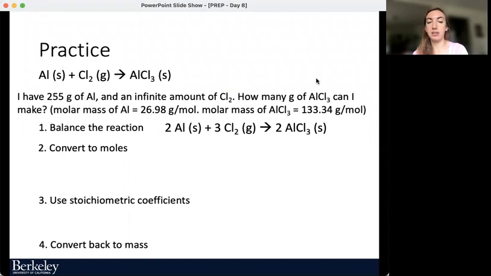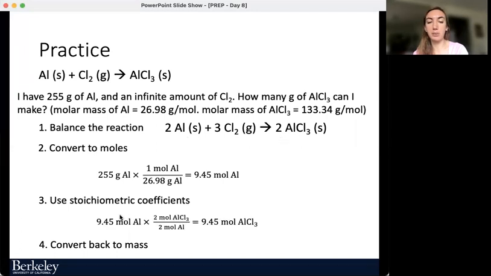So the first thing I'm going to do is convert my aluminum to moles. So I have 255 grams of aluminum, and 1 mole of aluminum weighs 26.98 grams. So that means I have 9.45 moles of aluminum. And then I'm going to use my stoichiometric coefficients from my balanced reaction. So for every 2 moles of aluminum I use up, I make 2 moles of AlCl3. So I'm going to do 9.45 moles of aluminum times 2 moles of AlCl3 per 2 moles of aluminum. And so that means I'm going to make 9.45 moles of AlCl3.